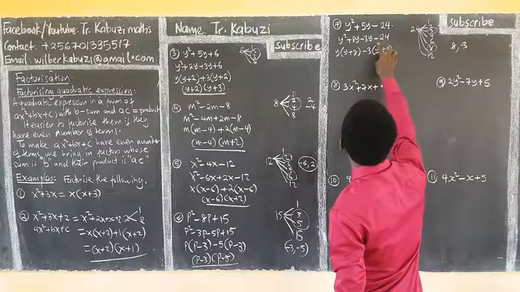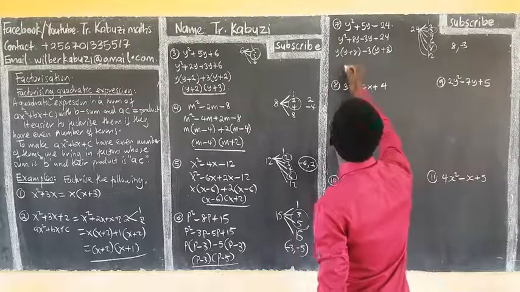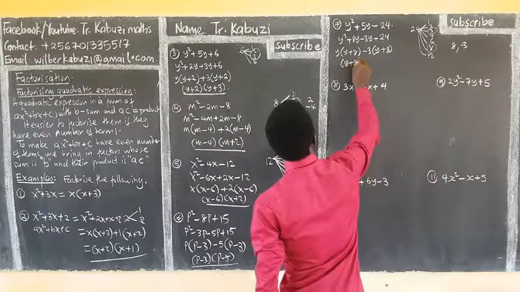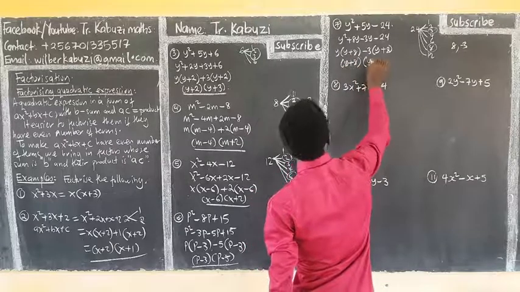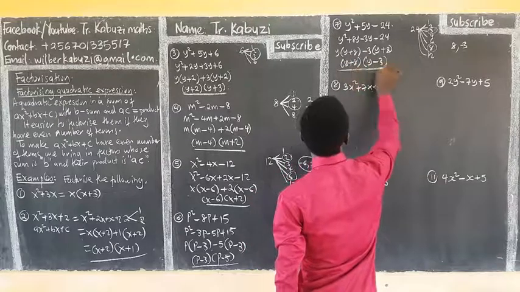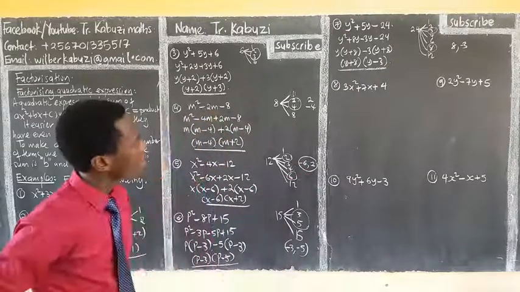When you multiply this and this, you get back to the negative. So y plus 8 is common. You remove it here, remain with the y. Then you are writing the negative 3. And the number is done.